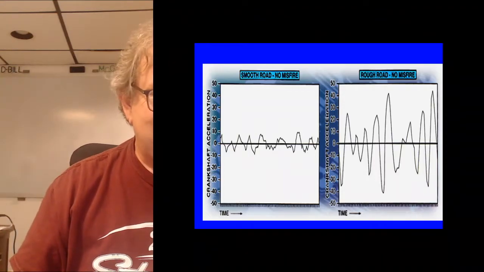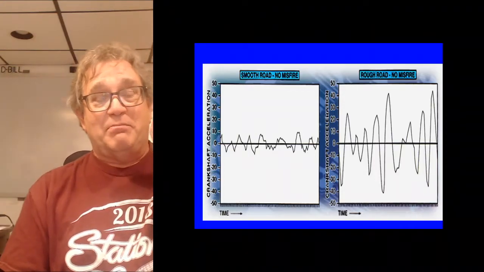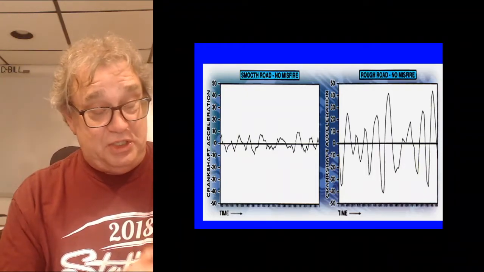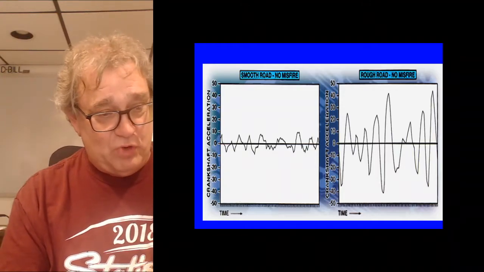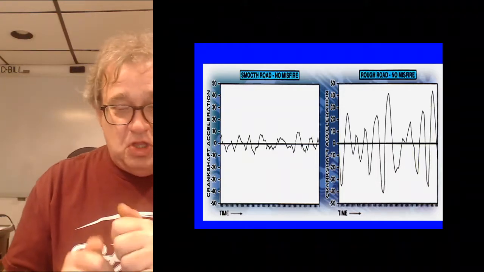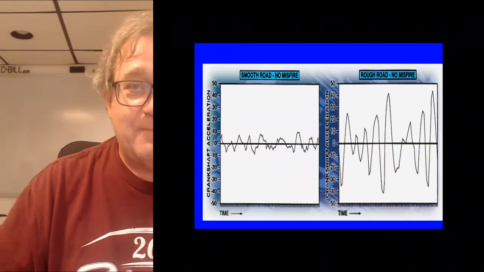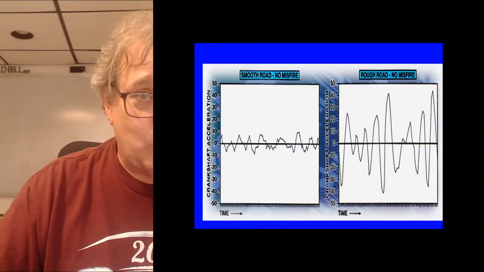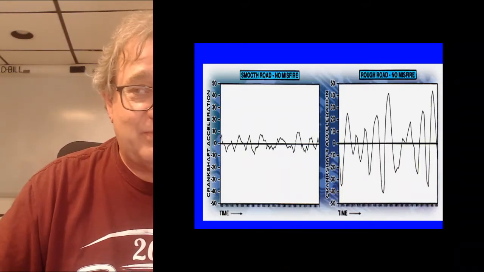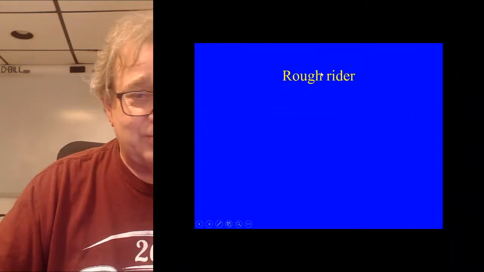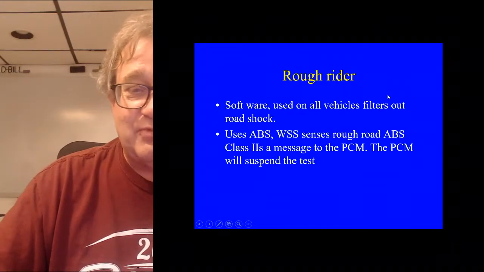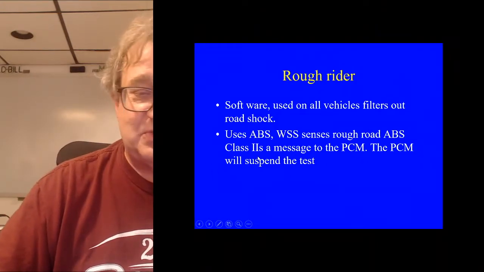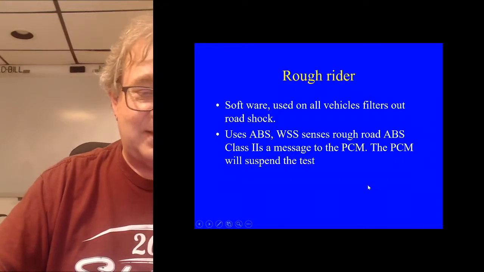The ABS computer is monitoring this, and it sends a text message. Hey, dude, over to the PCM. Hey, dude, I think we're on a rough road. I know. LOL. We okay? To let it know, and it'll suspend misfires during this. We okay? So this is where ABS wheel speed sensors have a part in misfires. Anyways, all right, software filters it out, uses ABS wheel speed sensors, rough road ABS class 2 message to the PCM. PCM suspends any tests.